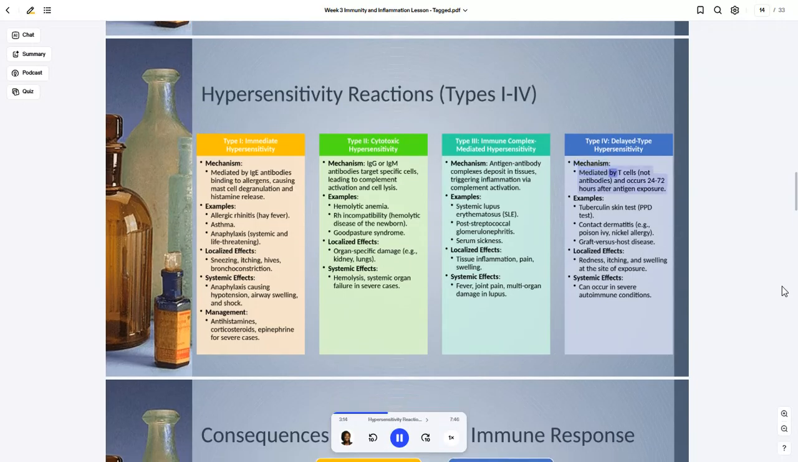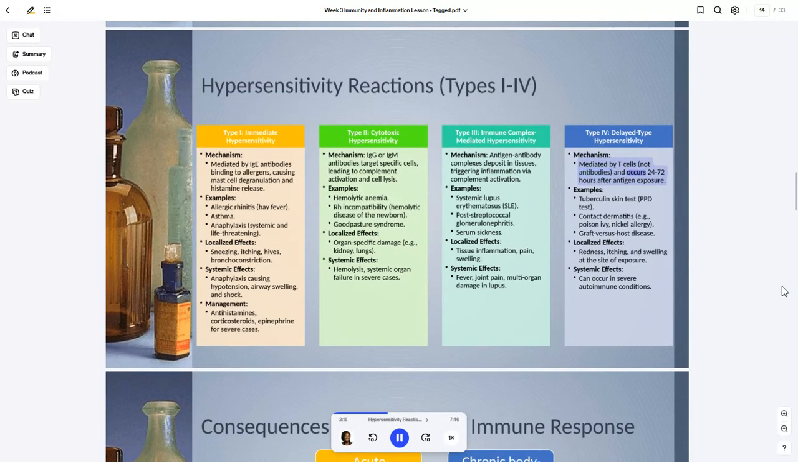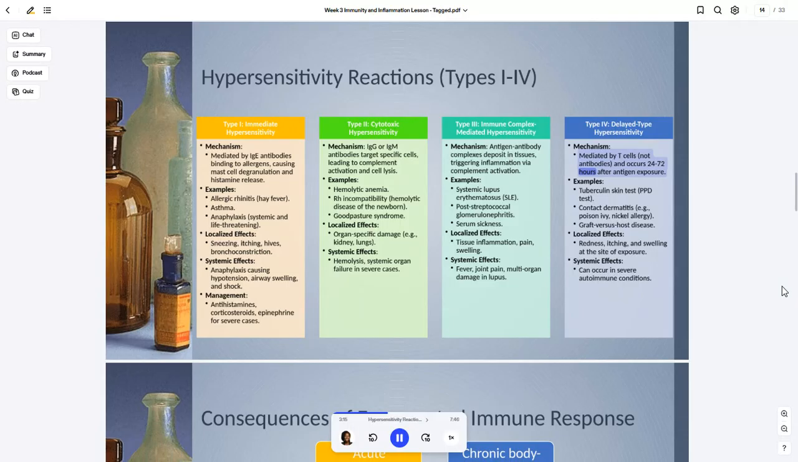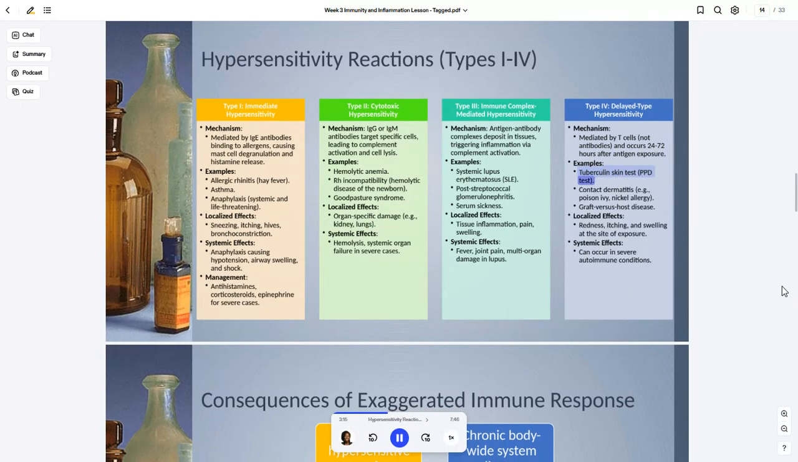Mechanism: mediated by T cells, not antibodies, and occurs 24 to 72 hours after antigen exposure. Examples: tuberculin skin test, PPD test.